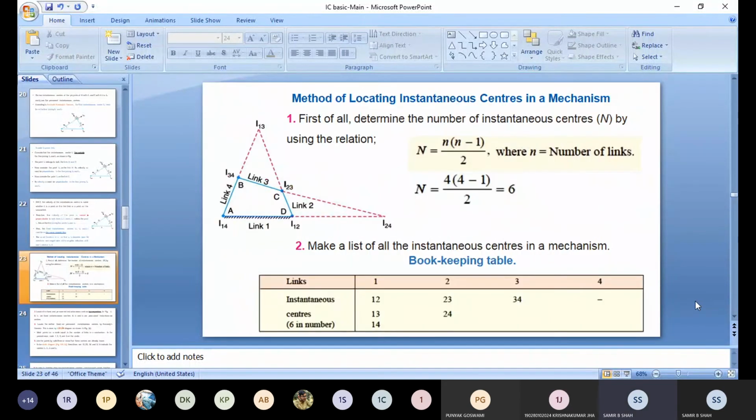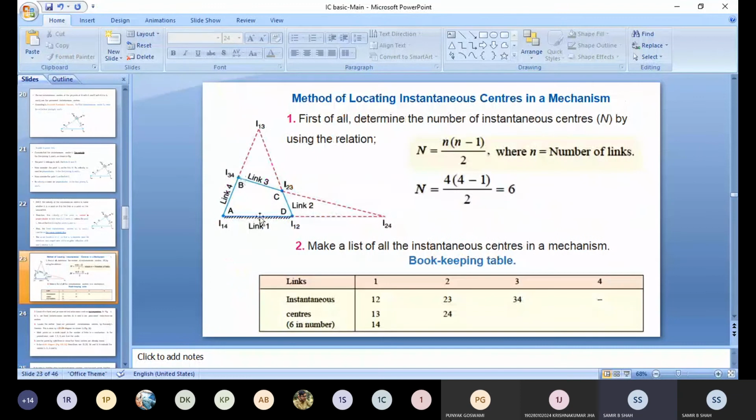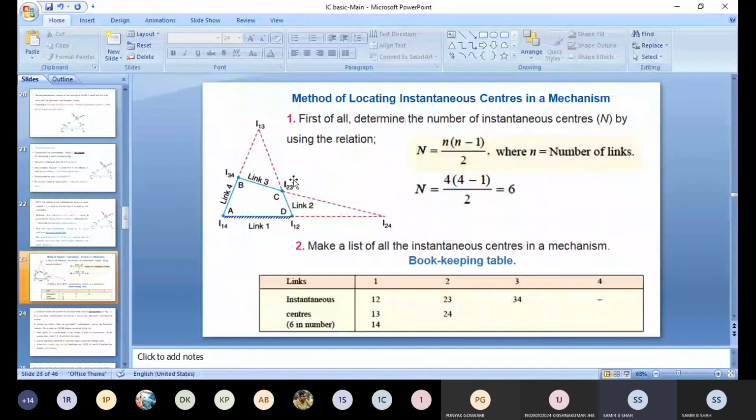In our figure, you can see the figure and compare. We are just taking the same problem, so it is easy to understand. I12 and I14 are the fixed ICs, and I23 and I34 are the permanent ICs.